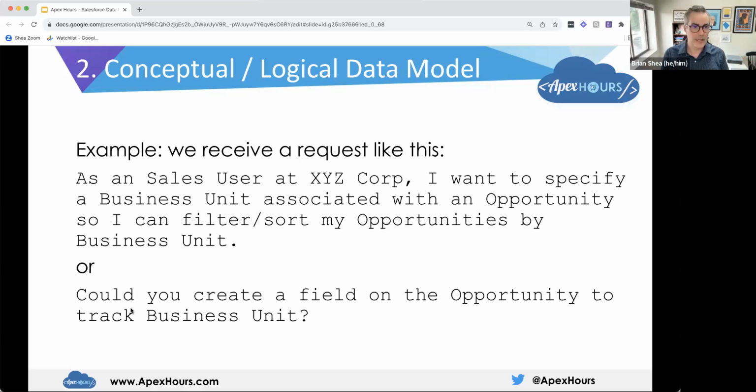In the first one we've got here, it's a user story. As a sales user at XYZ Corporation, I want to specify a business unit associated with an opportunity so I can filter or sort my opportunities by business unit. So that's a user story request, or you get something that's even more solution explicit, let's say: could you create a field on the opportunity to track business unit? So both of these are leaning towards the idea that we've got an opportunity, we've got a business unit, and we want to be able to categorize our opportunities by business unit.